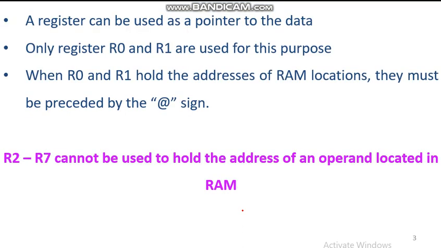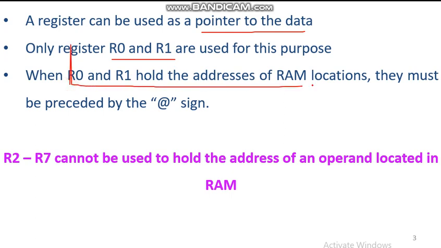In 8051 we have registers R0, R1 up to R7. Out of these, only two have a special function. That means they can be used as a data pointer. So we can use them to point to the data stored in a memory location. They will hold the address of a RAM location, and for that we use this syntax called at the rate.